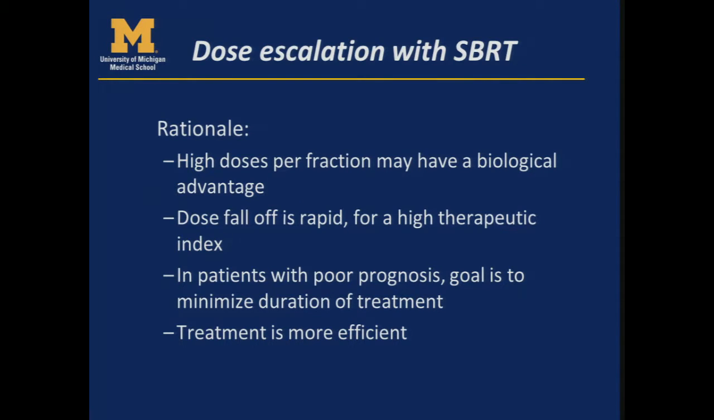And the rationale for SBRT is very relevant to liver tumors. The high doses per fraction might have a biological advantage. Dose fall-off is very rapid, so you can get a high therapeutic index. And practical considerations, like in patients with a poor prognosis, we want to minimize the duration of therapy.